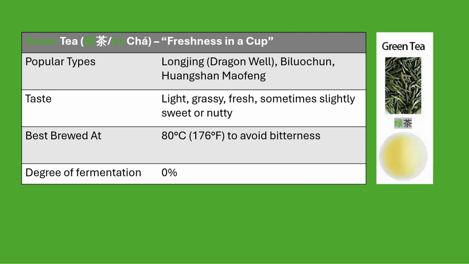The popular types of green tea in China are Longjing, also known as Dragon Well, Biluochun, and Huangshan Maofeng. They taste light, grassy, fresh, sometimes slightly sweet or nutty. They are best brewed at 80 degrees, not too high, to avoid bitterness. As I introduced earlier, there's no fermentation for green tea.